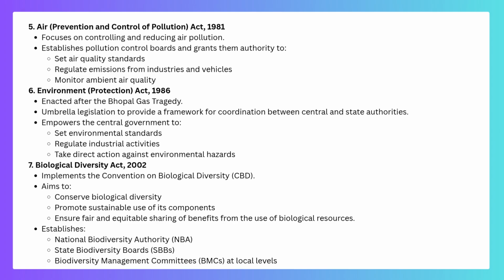7. Biological Diversity Act, 2002. Implements the Convention on Biological Diversity, CBD. Aims to conserve biological diversity. Promote sustainable use of its components. Ensure fair and equitable sharing of benefits from the use of biological resources. Establishes National Biodiversity Authority, NBA, State Biodiversity Boards, SBBs, and Biodiversity Management Committees, BMCs, at local levels.